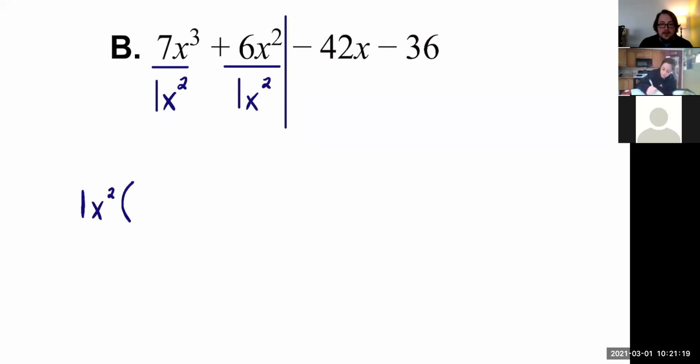And as I go through and divide, 7 divided by 1 stays 7, but x to the third divided by x to the second leaves me with just an x. Moving to the second term, 6 divided by 1 leaves me with 6, and x to the second divided by x to the second is gone. So this is what I get when I partially factor the left-hand side.